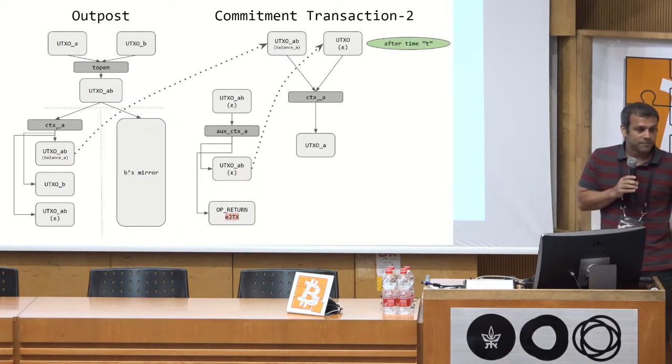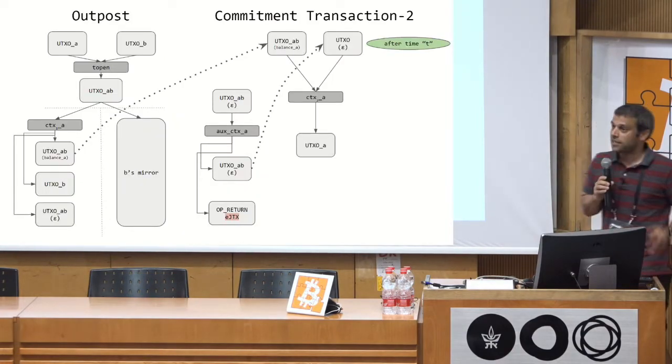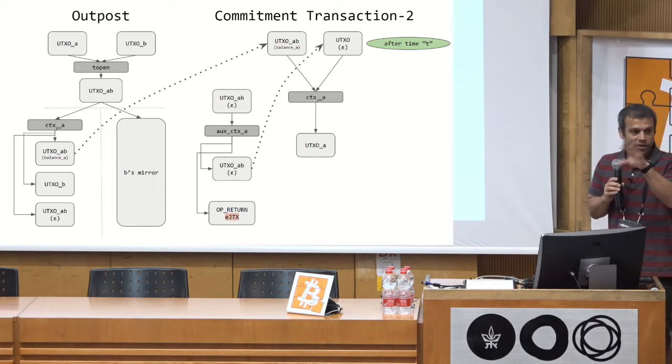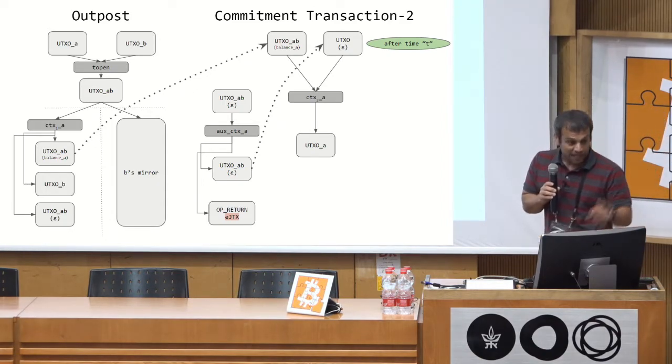Is the UTXO value of epsilon the same one? Yeah, it's the same value, but they're different UTXOs. And they're both required to be signed by Alice and Bob.